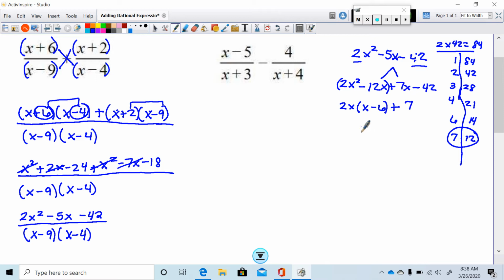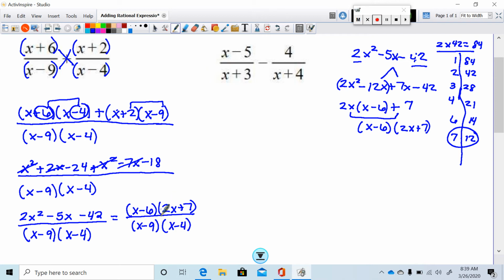So your factored form is x minus 6, and then these two things have to go together, so times 2x plus 7. That's how you factor using the AC method. So I've got x minus 6 times 2x plus 7 over x minus 9 times x minus 4.